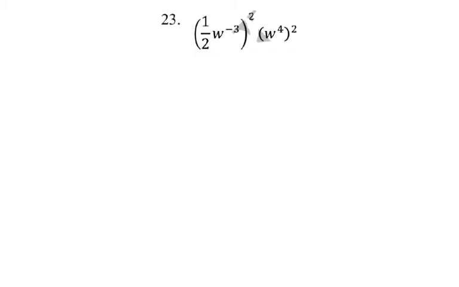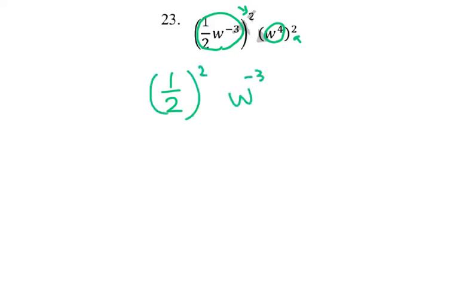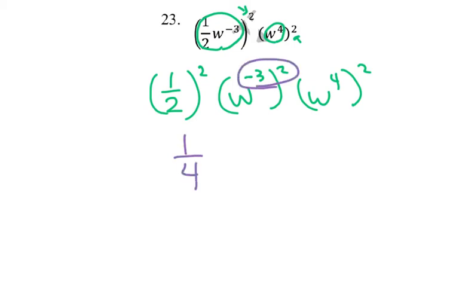Number 23, everything in here will get the second power. So 1/2 is to the second power. W to the negative third is to the second power. W to the fourth is to the second power. If we look at each piece one at a time, 1/2 times 1/2. Okay, this is a new one: W to the negative third to the second. Remember, the rule is to multiply. So I'm going to have W to the negative 6, because negative 3 times 2 is negative 6, times W to the 8th.